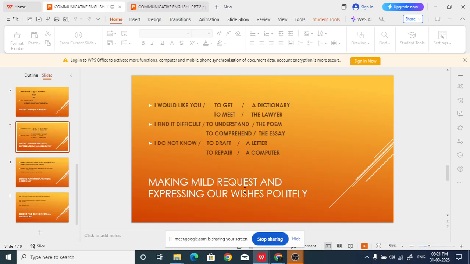I find it difficult to understand Hindi language. Yeah. Let's make another: I do not know how to repair this bicycle. Muhammad, can you try like that?